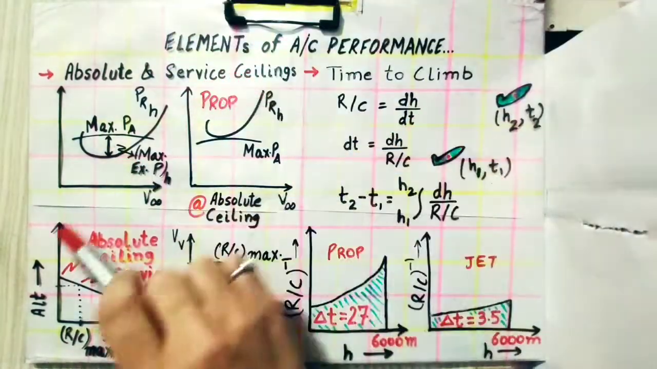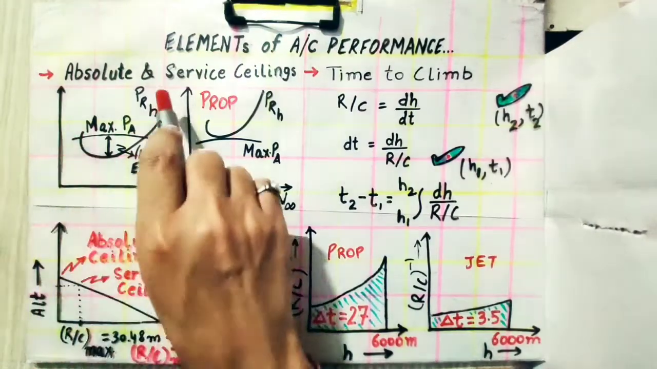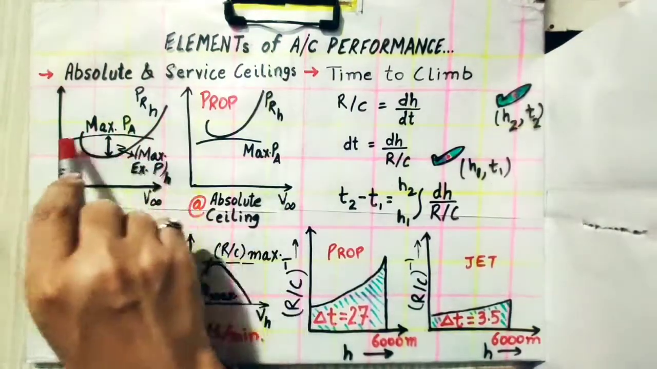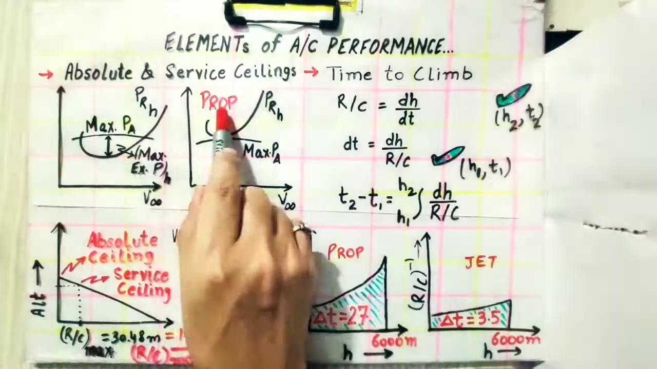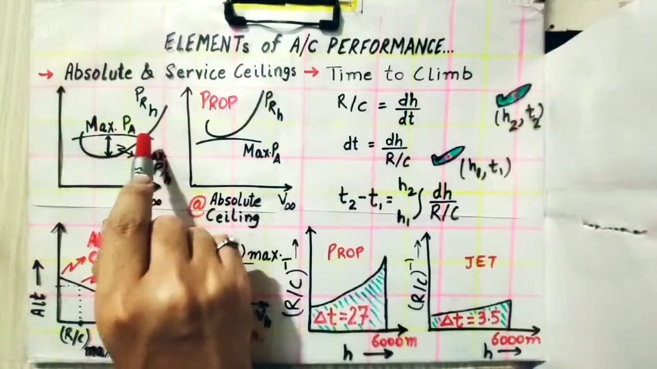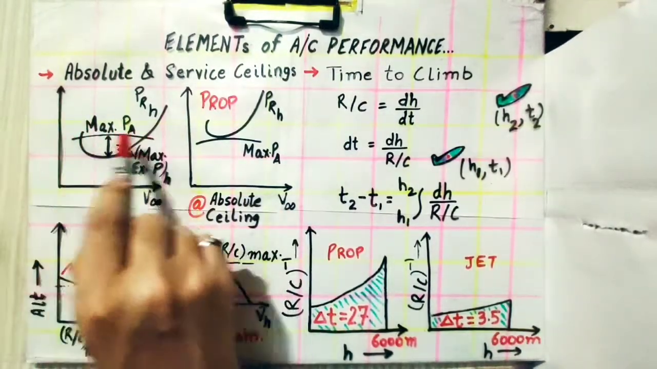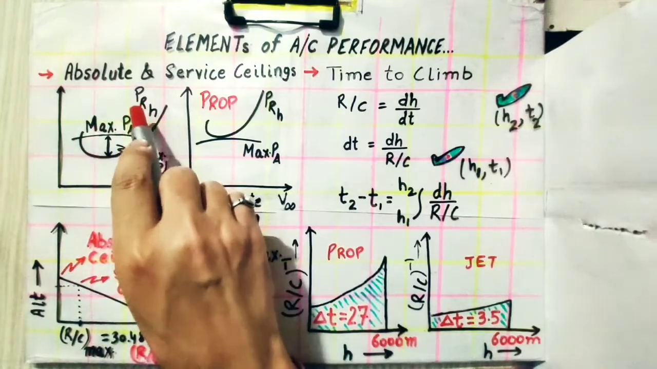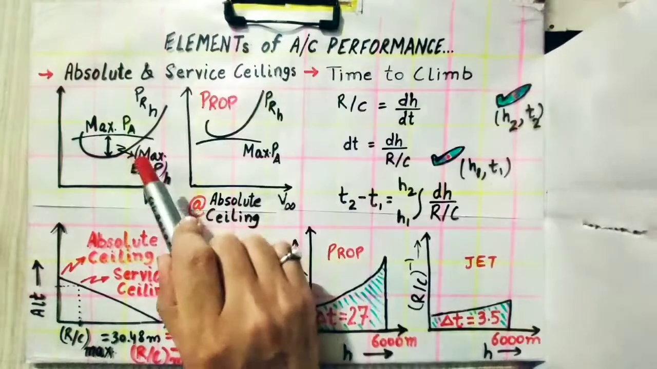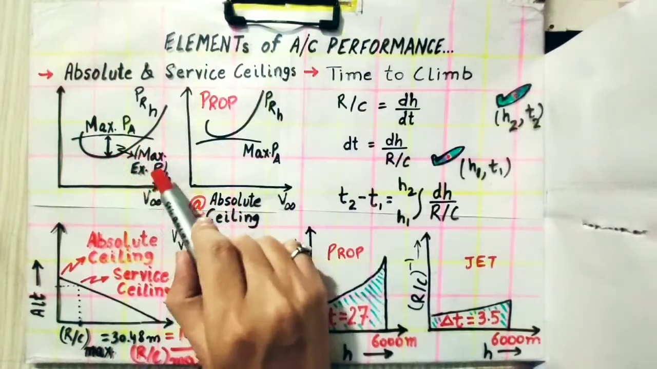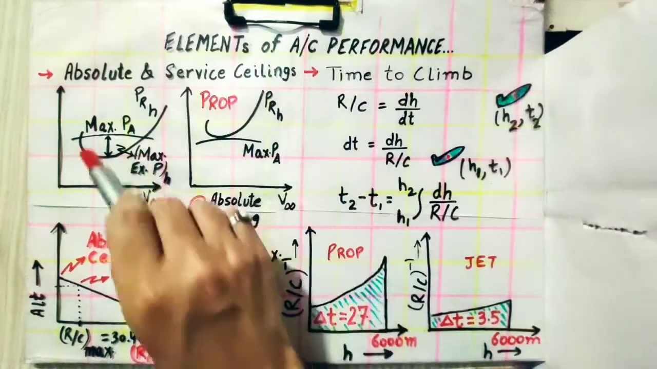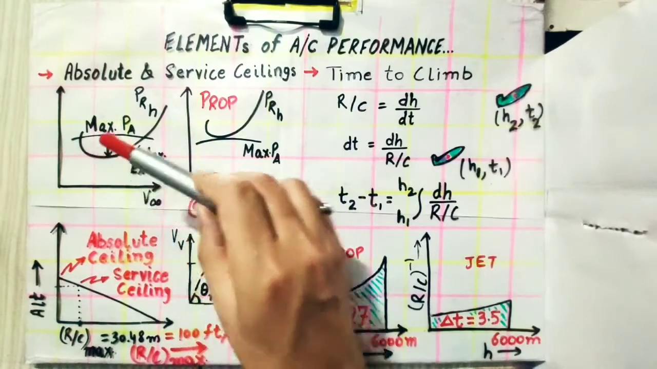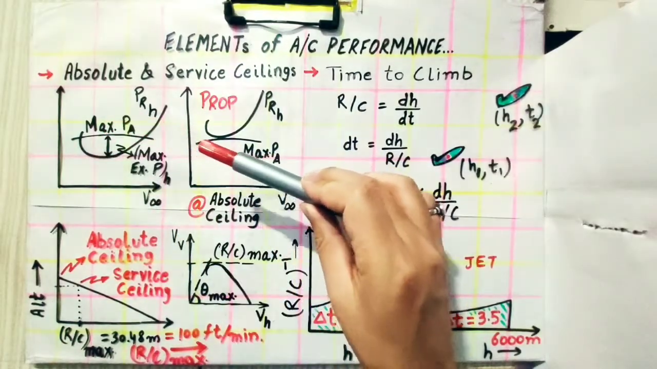At that point, if we say this is the power required curve and this is the maximum power available curve for a propeller engine, we know power available is quite constant, and it is the maximum power available we are talking about here. The difference between maximum power available and power required at the height at which the aircraft is flying is the maximum excess power with which an aircraft can climb. The maximum excess power is there to make an aircraft go from one altitude to another.